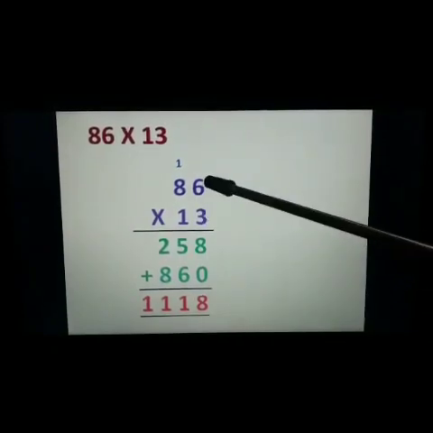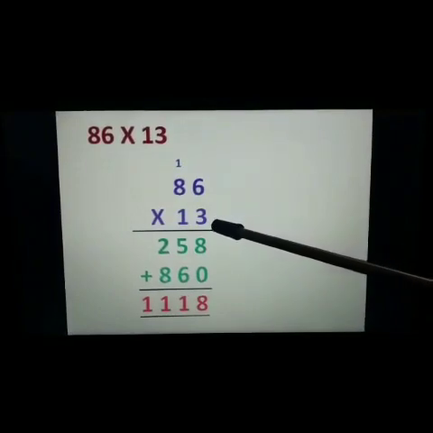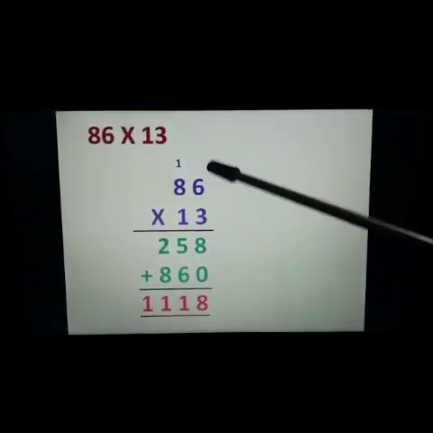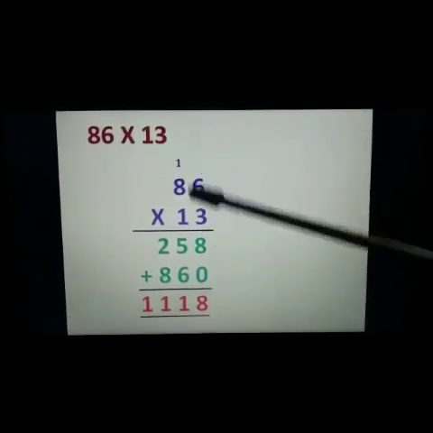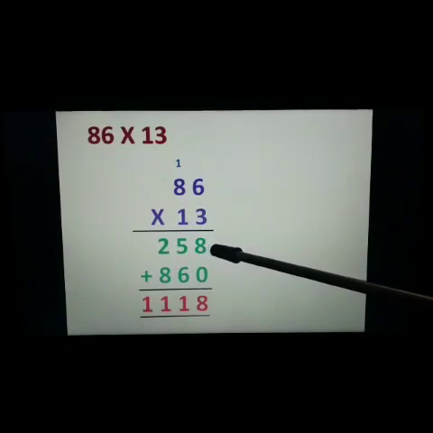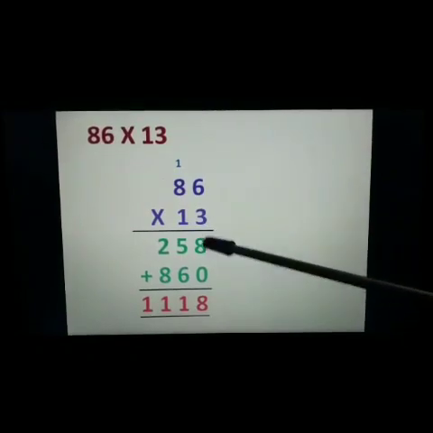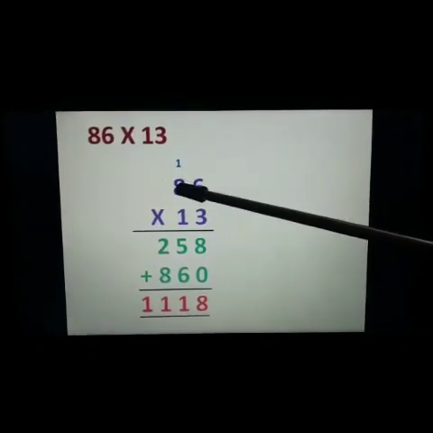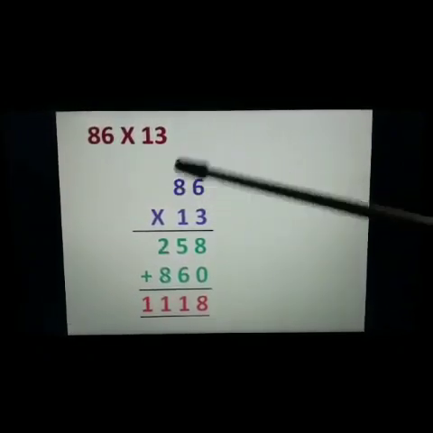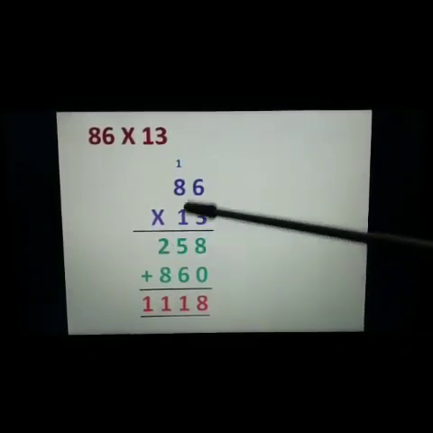Now 3 sixes are 18, and 18 has 2 digits. Now we will write the ones digit here. The ones digit is 8. 8 is written here and 1 will be carried over to the tens place. Now 3 eights are 24. 24 plus 1 is equal to 25.